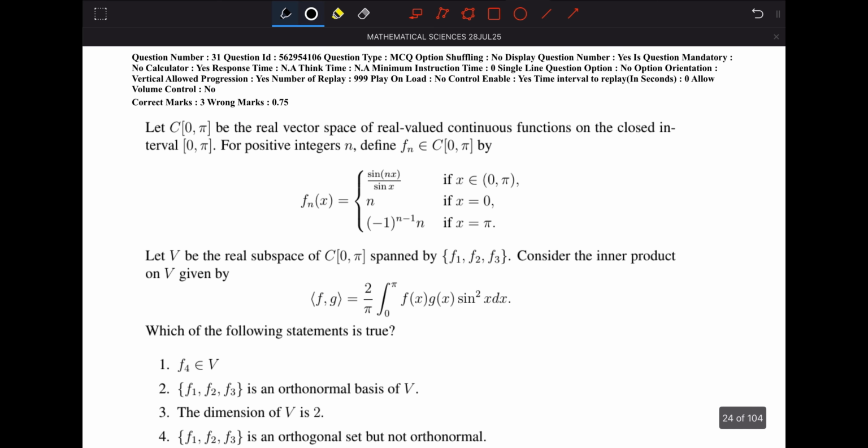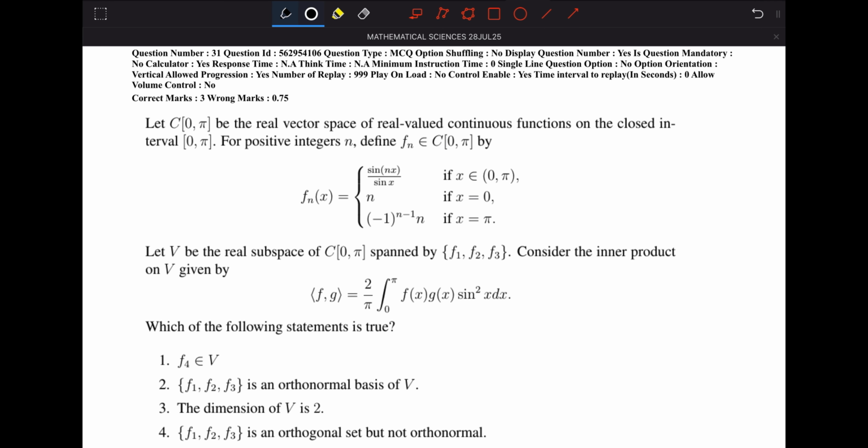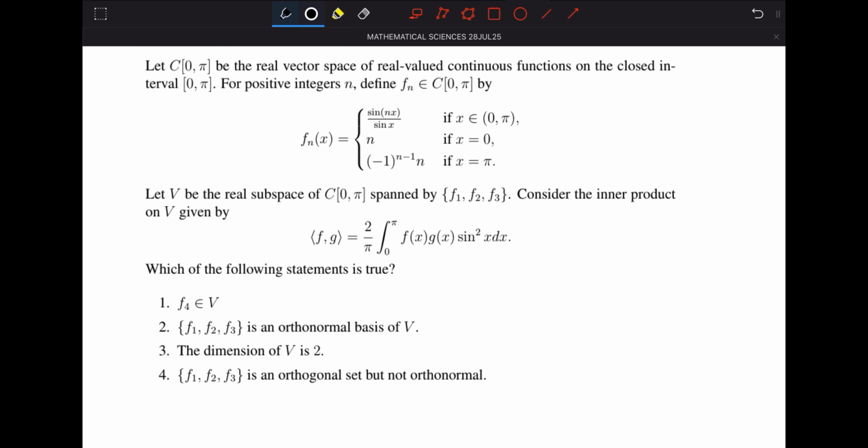Okay, let's move on to problem number 4106. Here also we are given a sequence of functions. We have the vector space V spanned by f1, f2, f3. Now let us first check the first option, whether f4 is inside V or not. So let us assume c1 f1 plus c2 f2 plus c3 f3 equals f4.